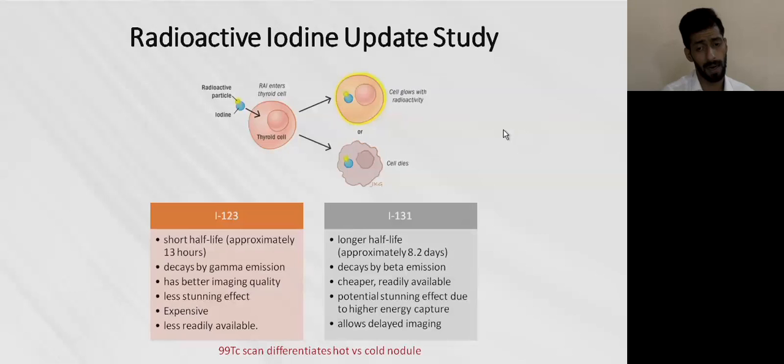Now, what are the two common agents used? Iodine 123 and iodine 131. 131 is what we commonly use because it is cheaper, it is more readily available, and it has a longer half-life. But it does have a small limitation that it can have something called a stunning effect because it captures a lot of high energy that the whole thyroid can suddenly look bright, where it is actually not bright. But with that differentiation, which is why you can always do a technetium scan after that to differentiate hot and cold. But even with these disadvantages, we still use iodine 131 because iodine 123 is extremely costly.